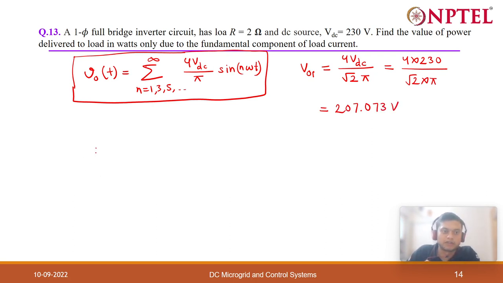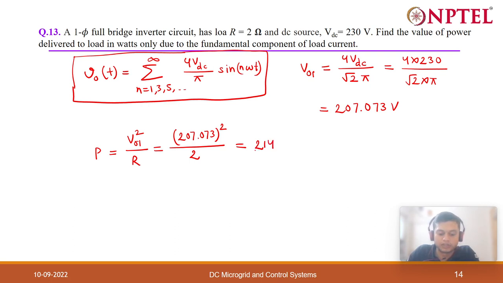So the final power delivered to load you can write as V01 squared divided by R: 207.073 squared divided by the value of resistance, which is given as 2 ohm. So you will get the answer as 21,439.6. So the answer for this question is 21,439.6 watt. Sorry, what is asked is power.